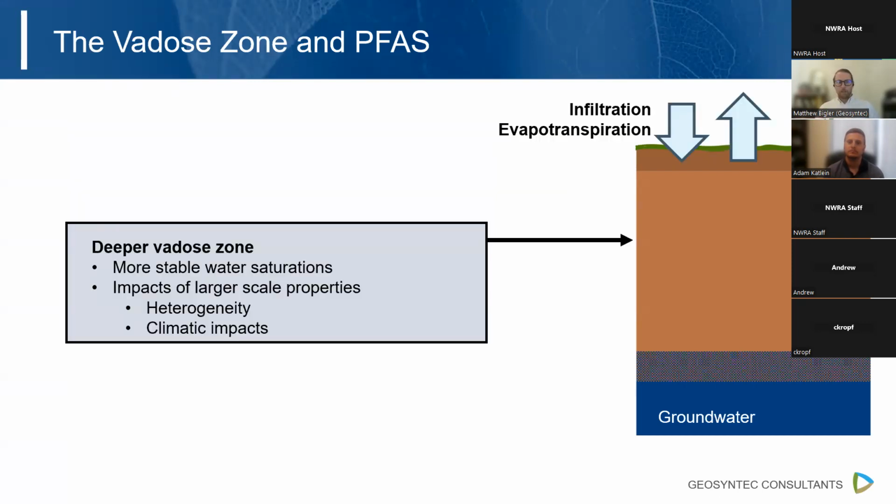Moving deeper in the vadose zone, these high fluctuations of water tend to stabilize more, so we get much more stable water saturations. But what we see deeper in the vadose zone is the impacts of these larger scale properties, right? So physical heterogeneity, where we have different inclusions of clays or sands or silts, and what that does is it actually provides pathways for transport of PFAS. So preferential flow through the vadose zone is an important characteristic to try to understand how PFAS move through it. Secondly is these climatic impacts, right? So how much is it raining? What is the infiltration or evapotranspiration?